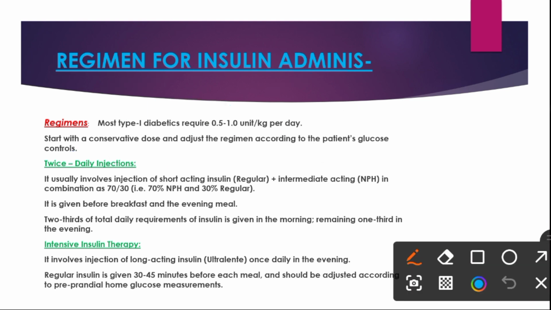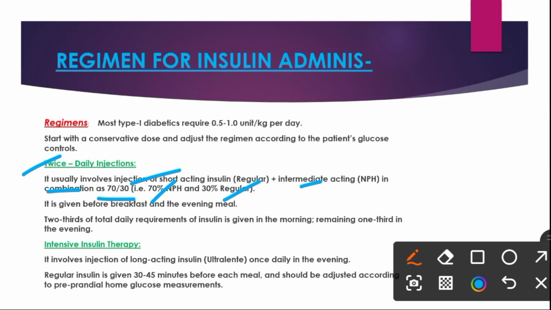We have two regimes for the insulin administration. First one is the twice daily regime, in which we give the insulin 2 times a day. And twice daily regime include the injection of short acting insulin and the intermediate acting insulin, and they are given in a combination of 70:30, meaning such combination includes 70% of the NPH and 30% of the regular insulin.